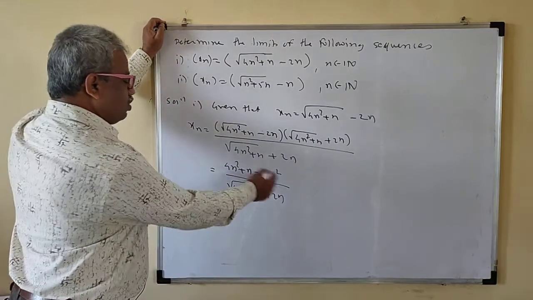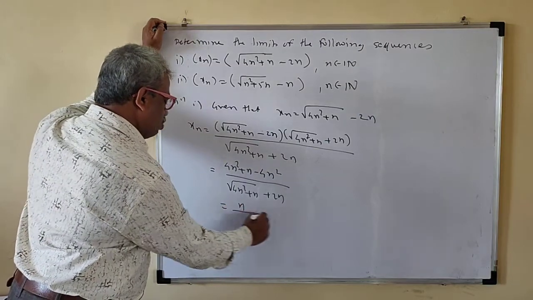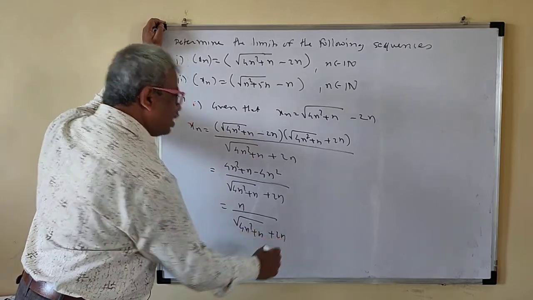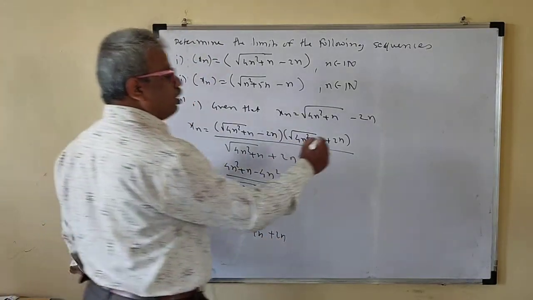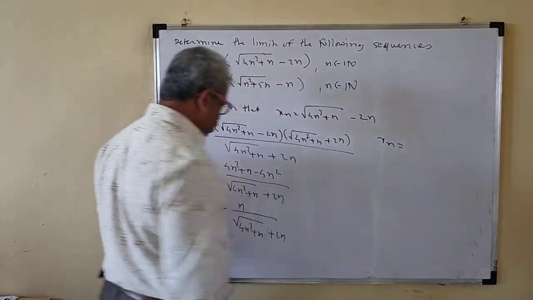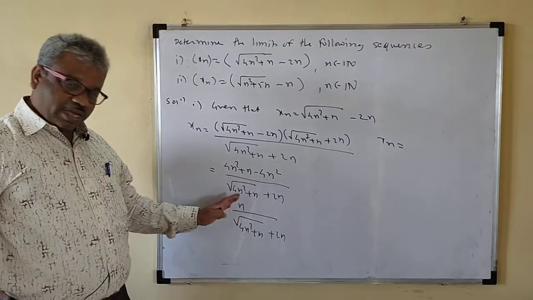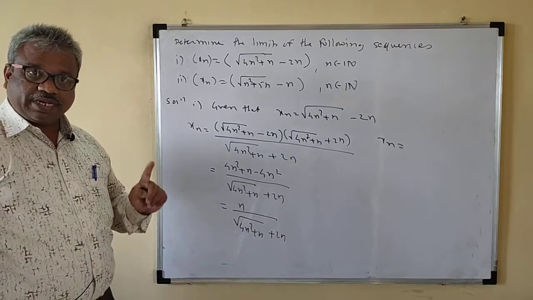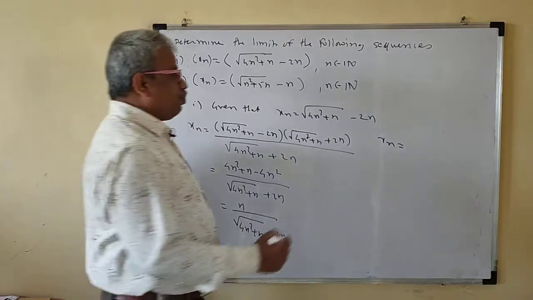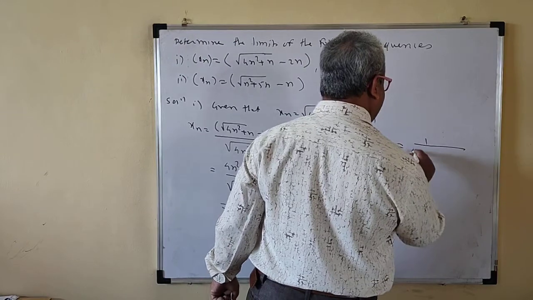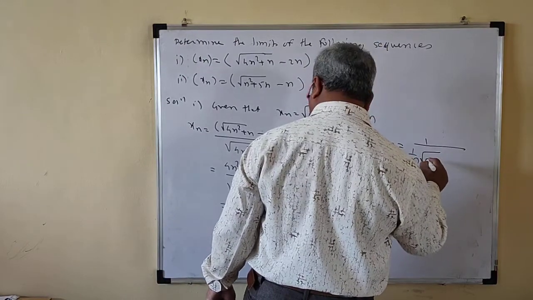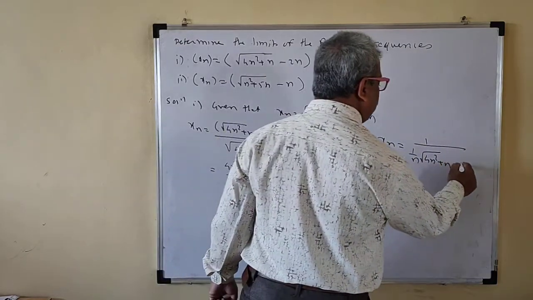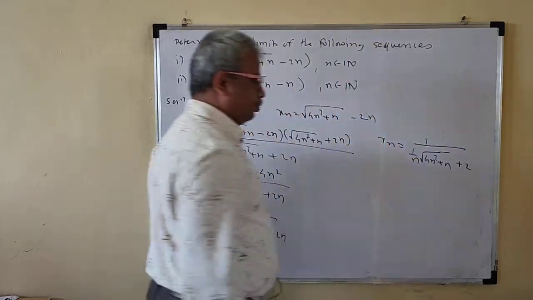Okay. Now this 4n square gets cancelled. So this will be n upon root of 4n square plus n plus twice n. Okay. So what do we do now? In the numerator there is n, and here the highest degree is n. So we will divide each term of the numerator and denominator by n now. So if we divide the numerator, we will get 1. So this is 1 by root of 4n square plus n plus 2 now. This is plus 2. Okay.